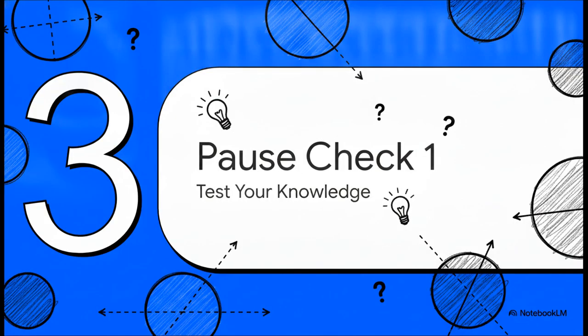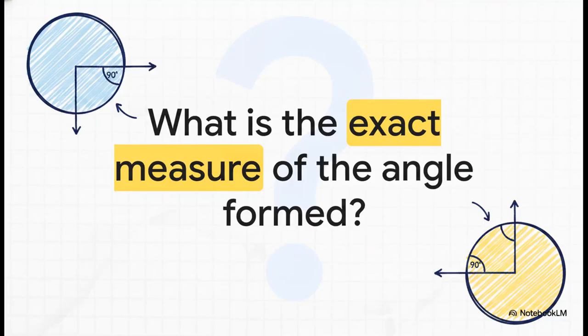Let's put that to the test with section 3, pause check on tangents. Okay, question time. If a radius is drawn to meet a tangent line right at the edge of a circle, what is the exact measure of the angle formed? I want you to literally pause the explainer right now, think about the theorem we just went over, and commit to an answer. Go ahead, pause it.